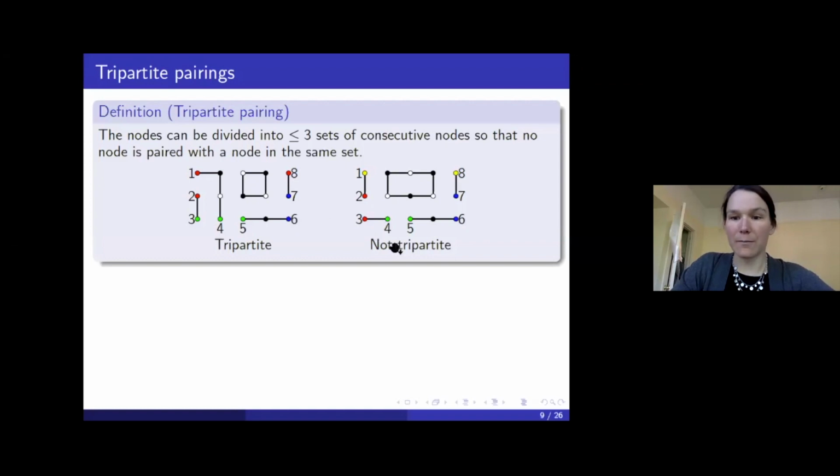And the pairing on the right is not tripartite because if, say, we try to do this kind of coloring by starting by coloring nodes 2 and 3 red, then when we get to node 4, we have to switch colors. And then since 5 is paired with 6, when we get to 6, we have to switch colors again. And then when we get to 8, we have to switch colors again, so that in the end, 4 colors are required. And with this definition, it's fine for like 8 and 1 to be the same color.